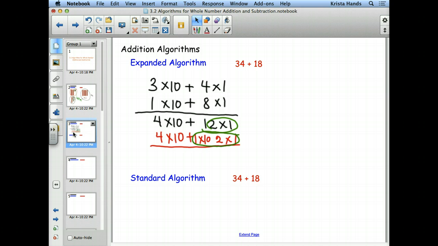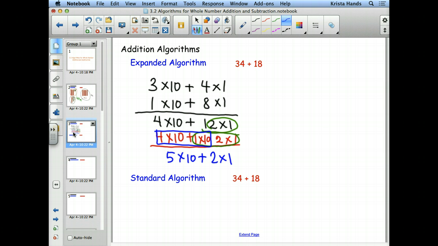But then I'm able to combine the 2 that are times 10s together. I have 4 tens and I have another 1 ten, so it gives me a total of 5 tens plus the original 2 ones from the last step. And so my total is 52.